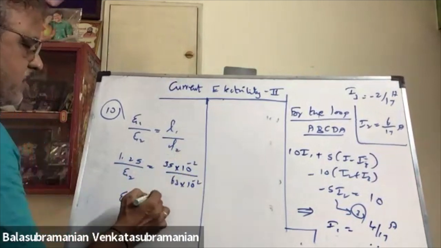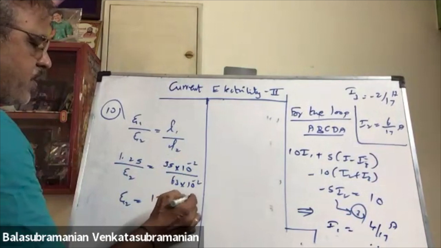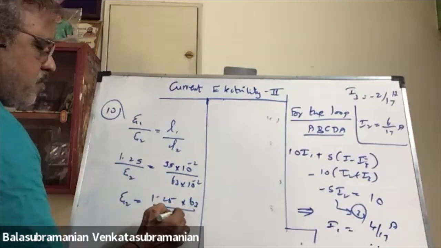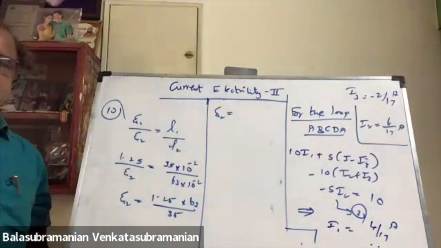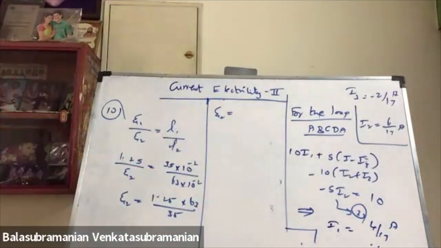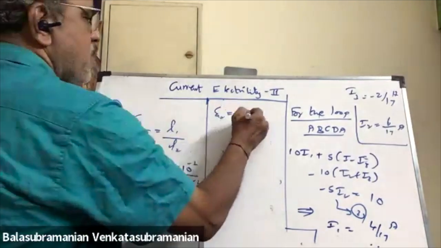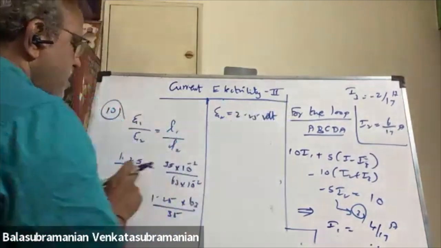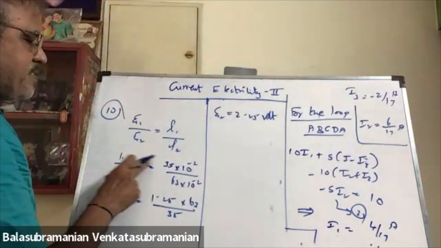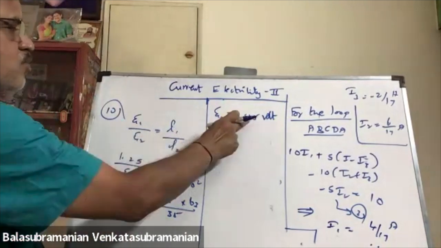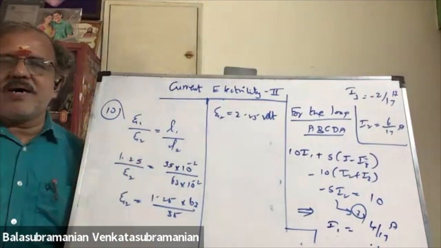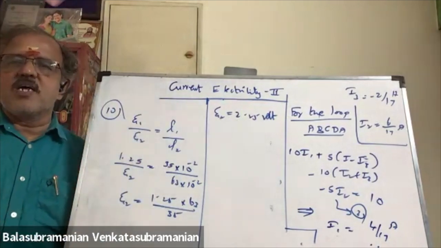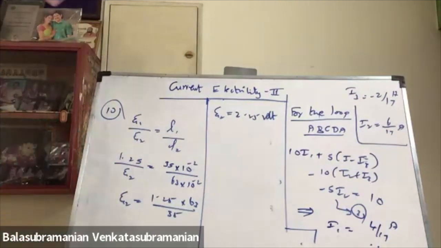So Psi2 is equal to 1.25 into 63 by 35. Simplify, you are getting the answer: 2.25 volts. See, EMF 1.25 means balancing length 35 centimeter. Now we got 2.25, so balancing length here is 63. EMF and balancing length both are directly proportional. That is the principle of potentiometer.